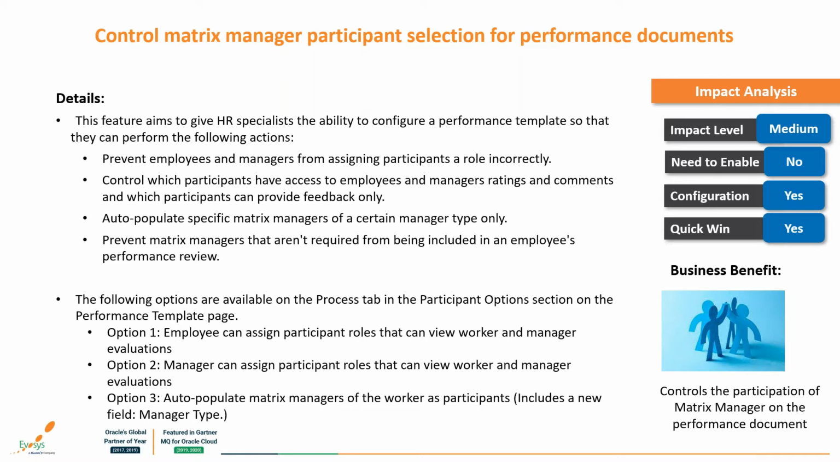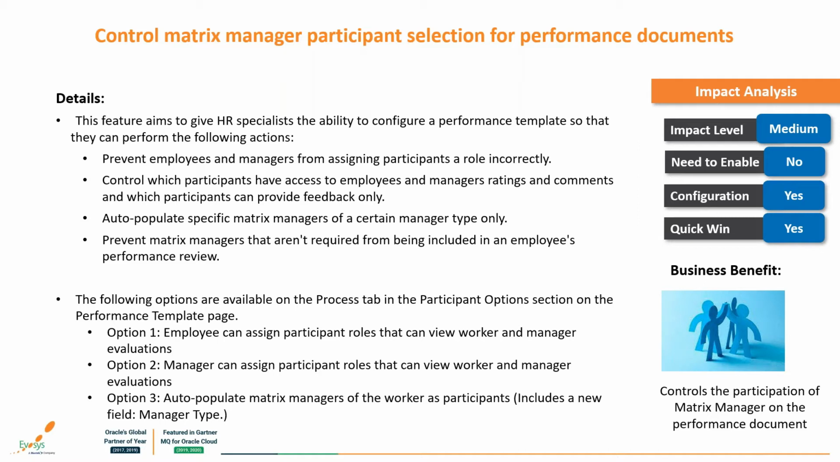The second action that the HR specialist can perform is to control which participants have access to employee and manager ratings and comments, and which participants can only provide feedback. So it can be controlled by the HR specialist that certain participants can provide feedback only and certain participants can provide manager ratings and comments.